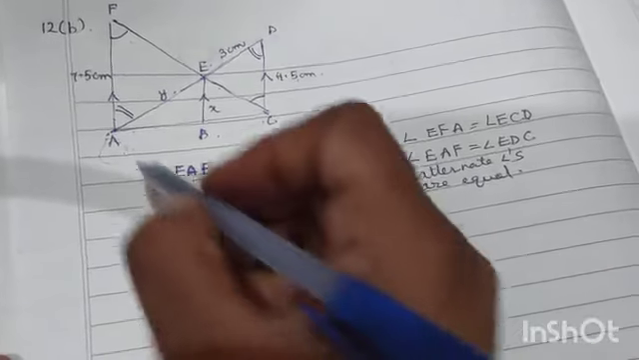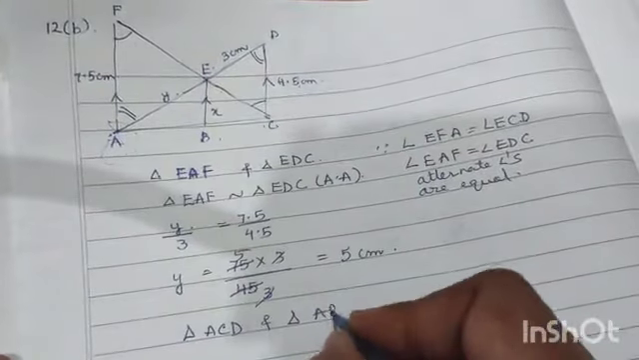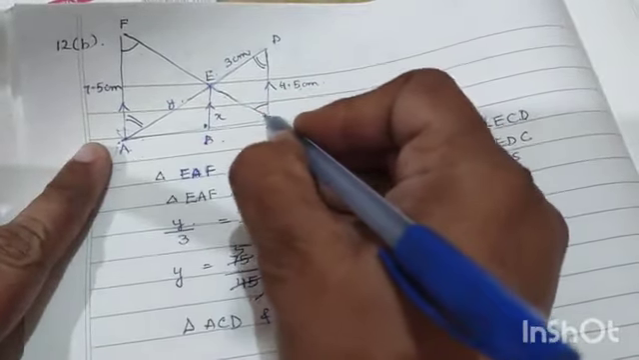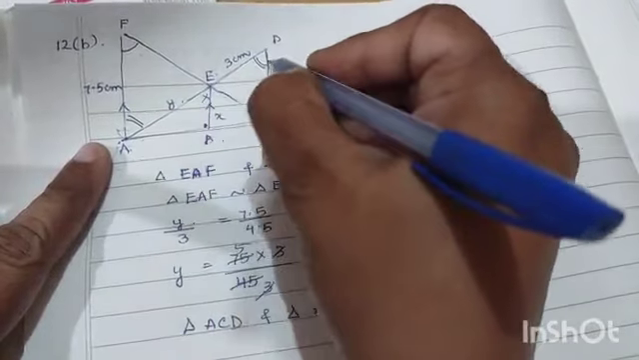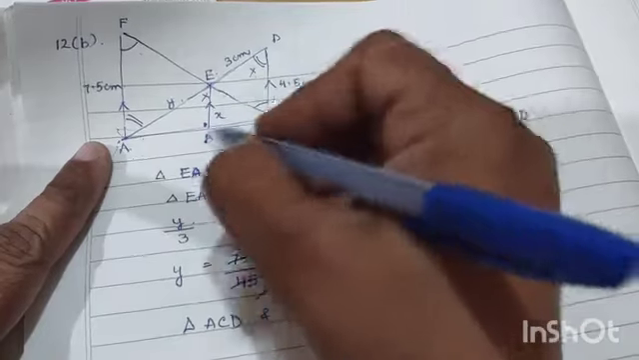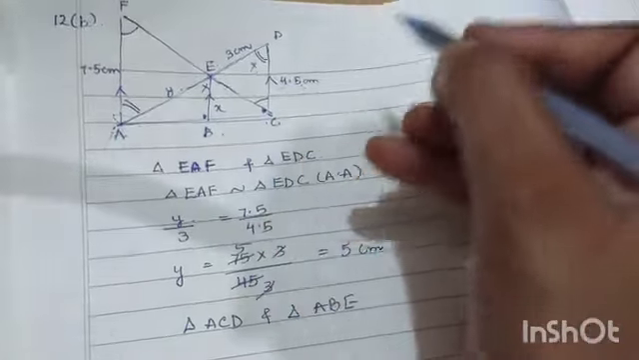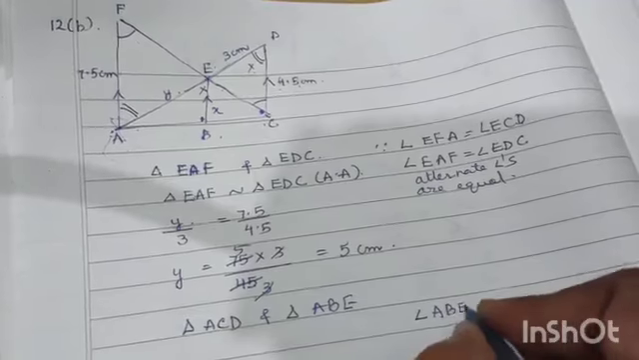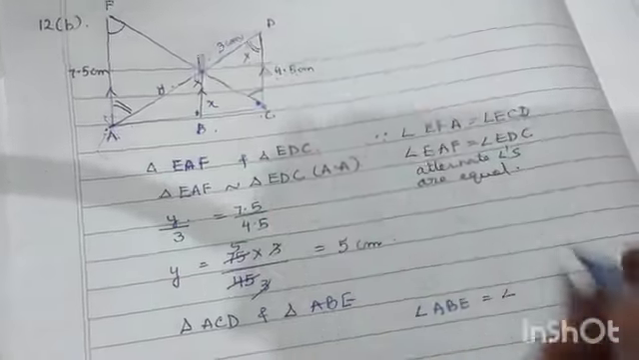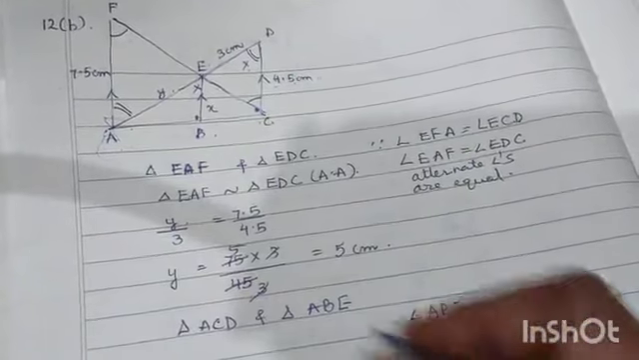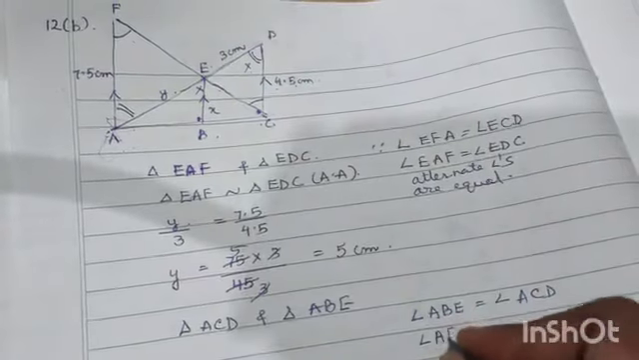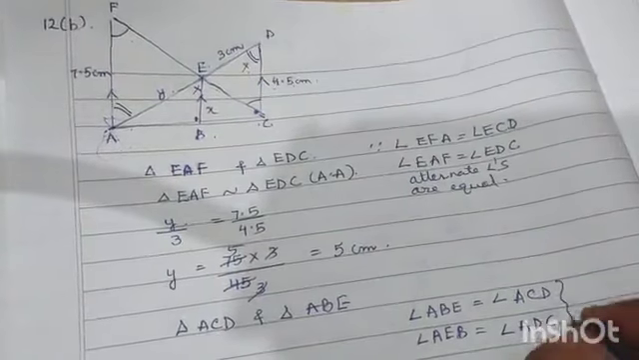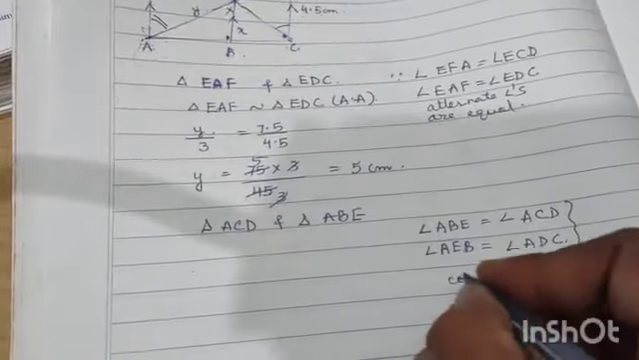Then next, in order to find X, we will consider triangle ACD, that is this triangle ACD, and triangle ABE, this triangle. In these two triangles, this angle is equal to this whole angle and this angle is equal to this angle, since corresponding angles are equal, as these two are parallel lines. So here we have angle ABE is equal to angle ACD and angle AEB is equal to angle ADC. Here corresponding angles are equal.